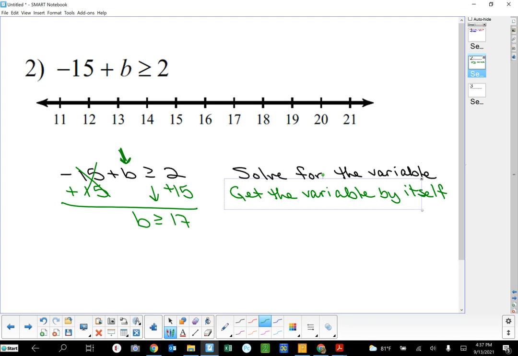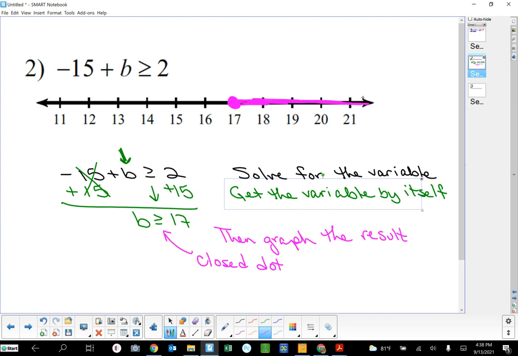And then we're going to graph that. So we're going to solve it and then graph. So we're going to graph b is greater than or equal to 17. This gets a closed dot, so we're going to put that at that value of 17. And then because b is bigger than that value, we're going to shade everything to the right of that value. Okay, and you should shade everything to the right, including the arrow, because it goes forever and ever and ever.